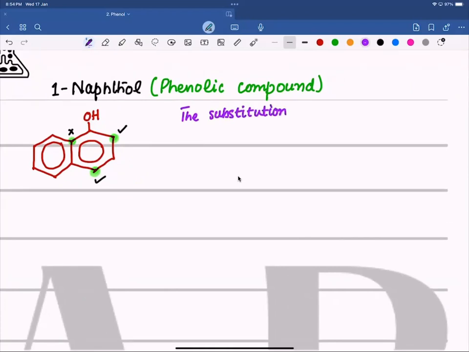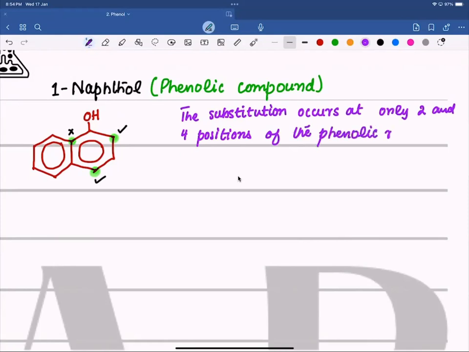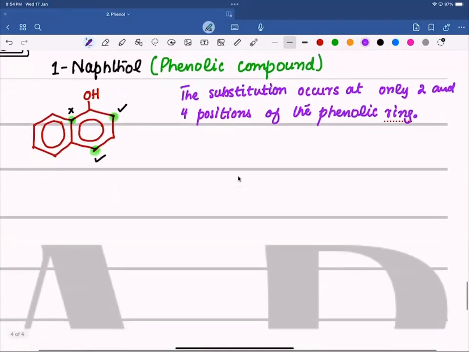So I can write that the substitution occurs at only 2 and 4 positions of the phenolic ring.